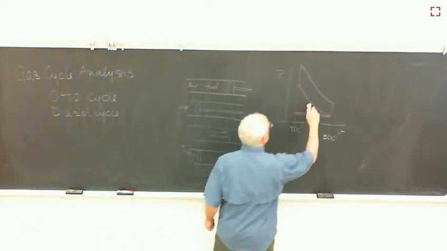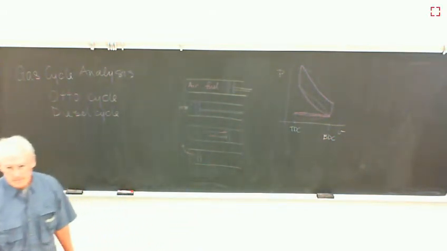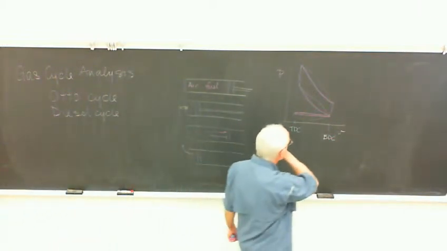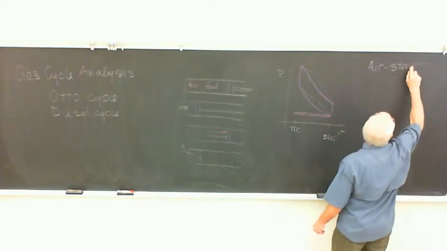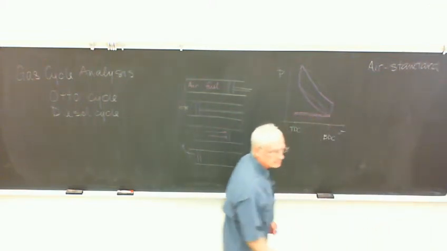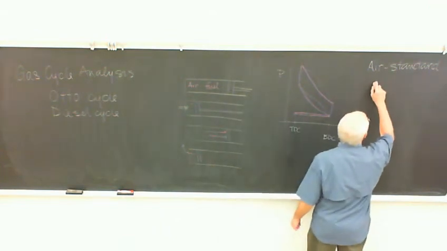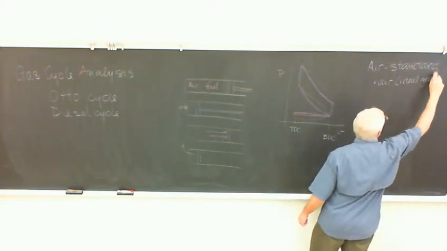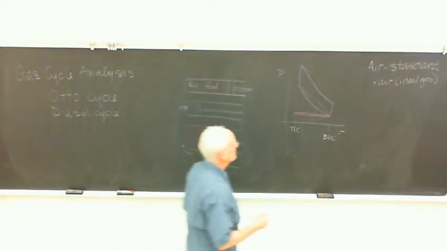The real stroke, of course, is a little bit more rounded off than that. But we can't analyze something like that. So we'll break it into fairly distinct processes. In fact, what we'll use is what's called an air standard model. This is where we'll make a couple assumptions. We'll assume that the working fluid is air, an ideal gas. That's good because that gives us an awful lot of nice, easily found and workable equations to analyze all the state points around here.